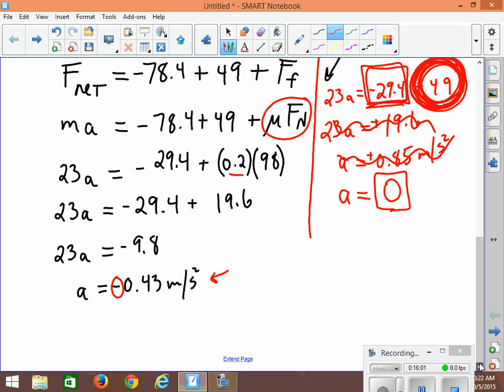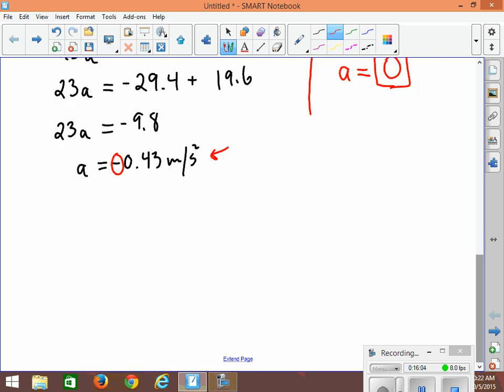Okay, now having said that, it's fairly easy to get the tensions. To do the tensions, now we look inside, and for T1, we'll look at the 8 kilogram block. It has a tension force pulling up, and it has a gravity force pulling down.